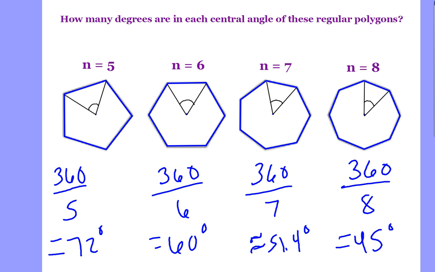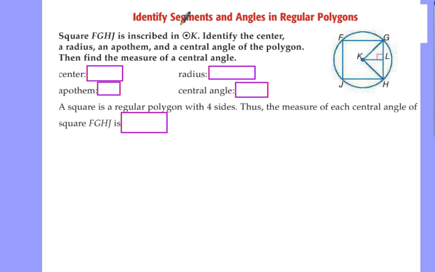All right, so let's take a look here. Before we go into any of the areas yet, let's continue to look at some identification. I want to go ahead and just make sure that we're all on the same page in identifying actual parts of regular polygons once they're inscribed in a circle. So this particular square that we have is inscribed in circle K. Identify the center, the radius, and apothem and central angle, and then find the measure of the central angle.